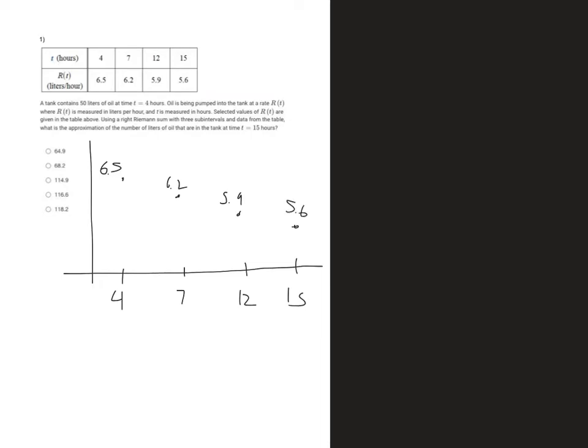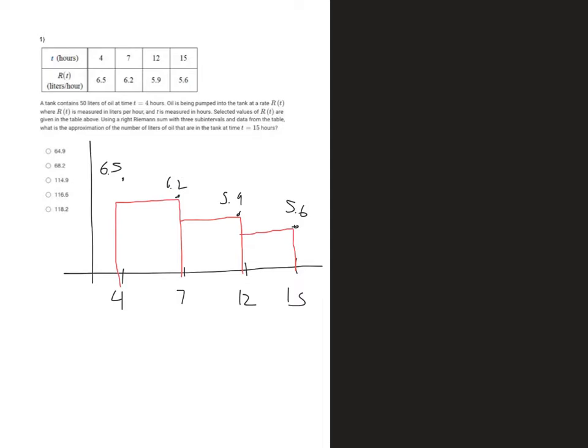Then I go ahead and draw my right endpoint rectangles because that's what they asked for. My first interval is from 4 to 7, so the right endpoint of that is at 7. Then my next interval is from 7 to 12. The right endpoint of that is 12. Over, make my rectangle. Next interval from 12 to 15. The right endpoint there is 15, so that's where I get the height of my rectangle from. And then it's just a matter of finding the area of each of those rectangles and adding them up.